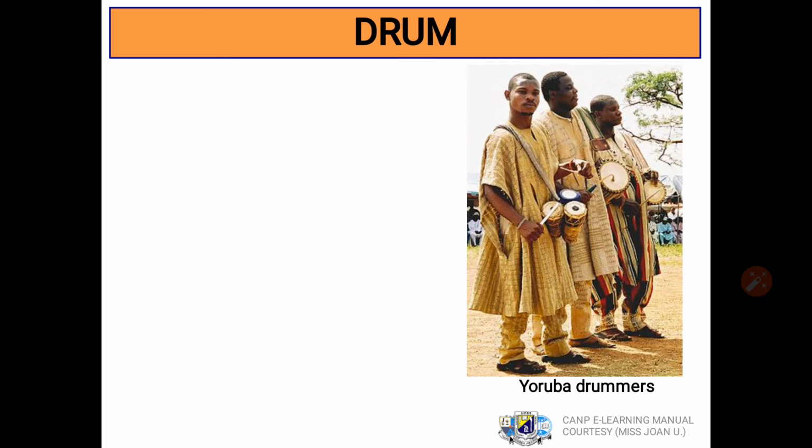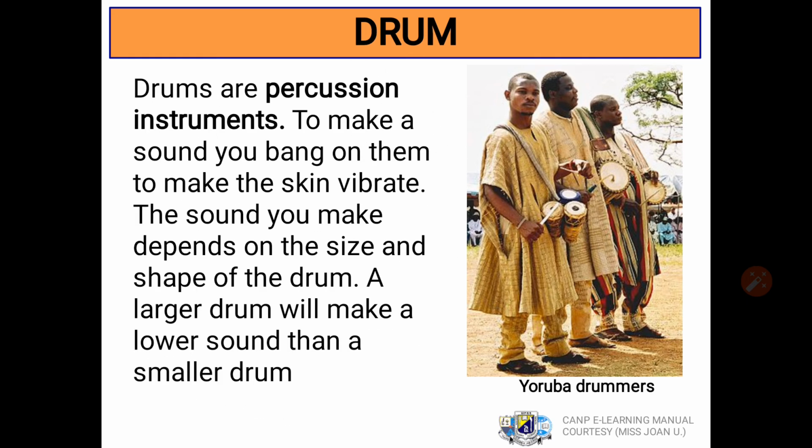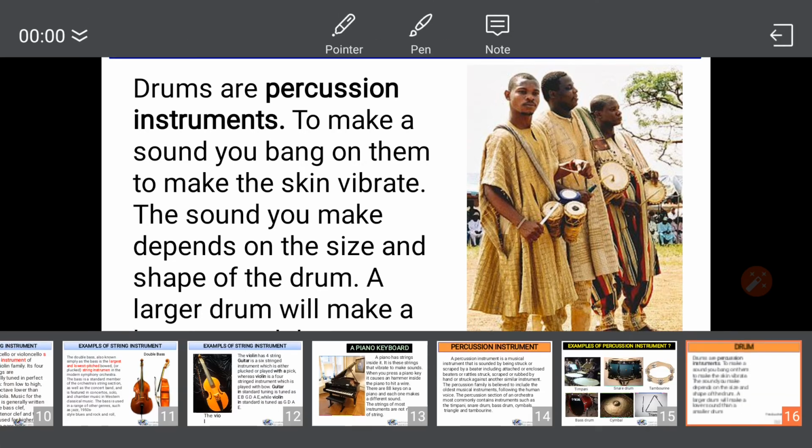I've talked about string instruments. This is one you are very familiar with. What? The drum. We're going to talk about the drum. Drums are percussion instruments. To make a sound, you bang on them to make the skin vibrate. The sound you make depends on the size and the shape of the drum. A larger drum will make a lower sound than a smaller drum. Take note, a larger drum will make a lower sound than a smaller drum, not the other way around. Okay, we'll know this as we proceed.